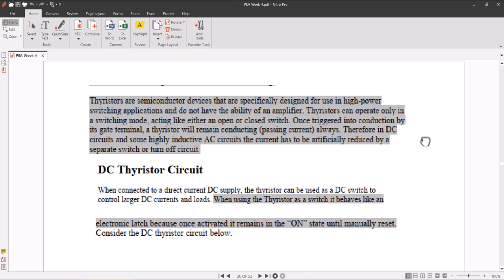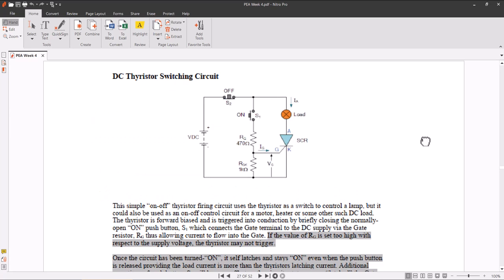Consider the DC thyristor circuit below. अब ये DC का सर्किट है thyristor का. इसमें देखें दो स्विच हैं, एक ऑफ स्विच जो S2 है वो नॉर्मली क्लोज है, और एक स्विच है S1 वो है नॉर्मली ओपन. अच्छा, अब इसमें देखें कि VDC है, फिर S2 है जो कि मेन स्विच है, और ये ज़रा मोटा यानी बड़ी टर्मिनल वाला स्विच है जिसमें से हाई करंट पास कर सकता है, उसके साथ लोड लगा हुआ है, फिर आपका SCR आता है. ये है पावर सर्किट मेन.